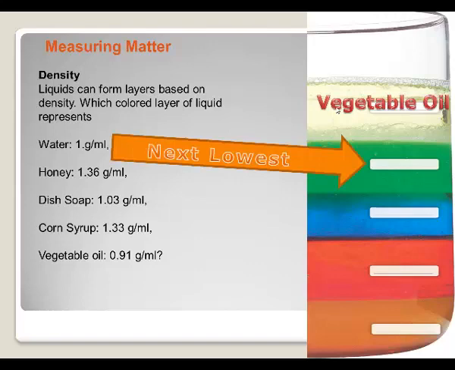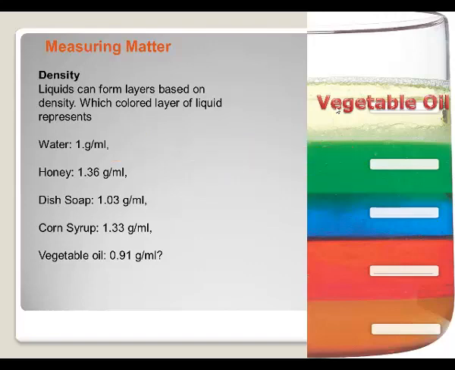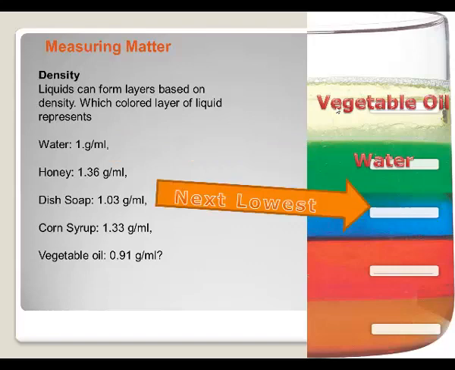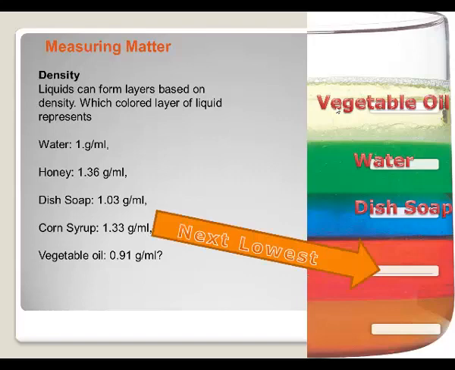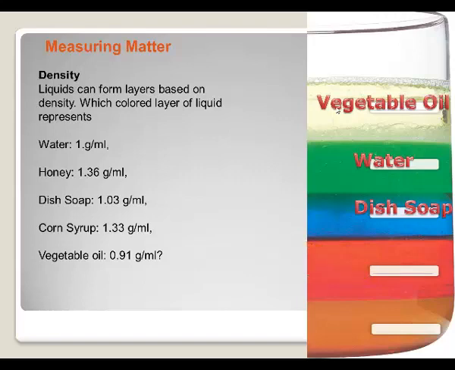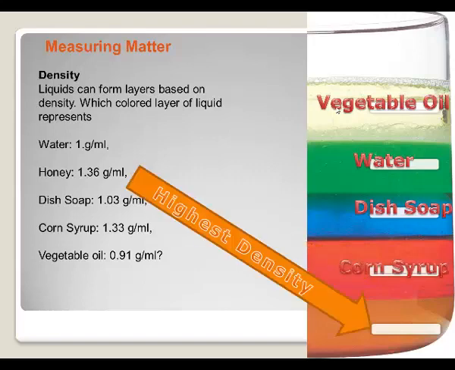The next lowest is going to be water. And then dish soap. And then corn syrup. And the greatest density is going to be honey. Therefore, it will sink below all of the rest.